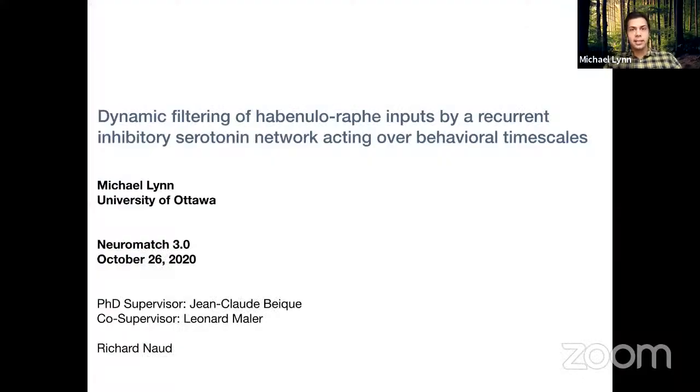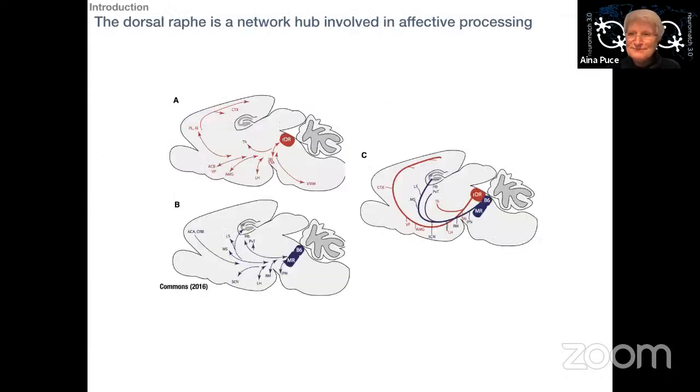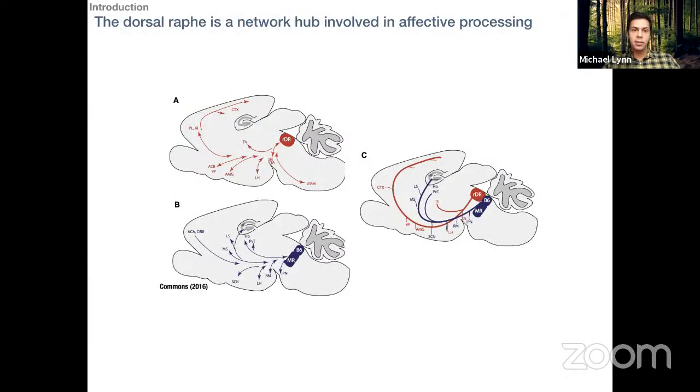So I'm going to be talking to you about an inhibitory serotonin network. This is work done during my PhD. Dr. Jean-Claude Bake is my supervisor, and this work was also done in close collaboration with Richard No, also at University of Ottawa. As a lab, we're really interested in the dorsal raphe nucleus. This is a really fascinating midbrain structure involved in affective processing, and it's interesting because it's a network hub.